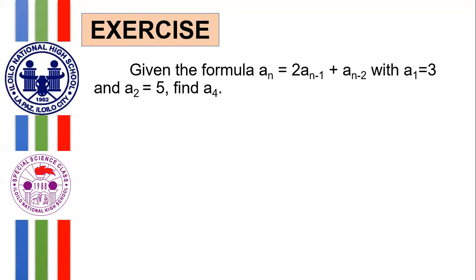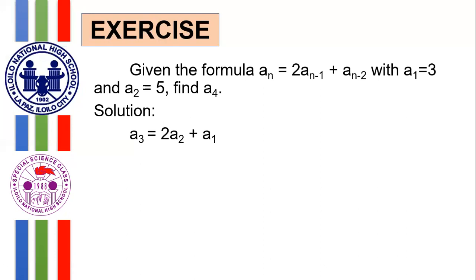We have a sub 1, we have a sub 2. To look for a sub 4, I believe it is necessary that we first have the value of a sub 3. So if we're looking for a sub 3, we will be replacing all n's by 3. So we have a sub 3 equals 2 times a sub 3 minus 1, that's 2a sub 2, plus a sub 3 minus 2, that's a sub 1. So the third term is twice of a sub 2 plus a sub 1.